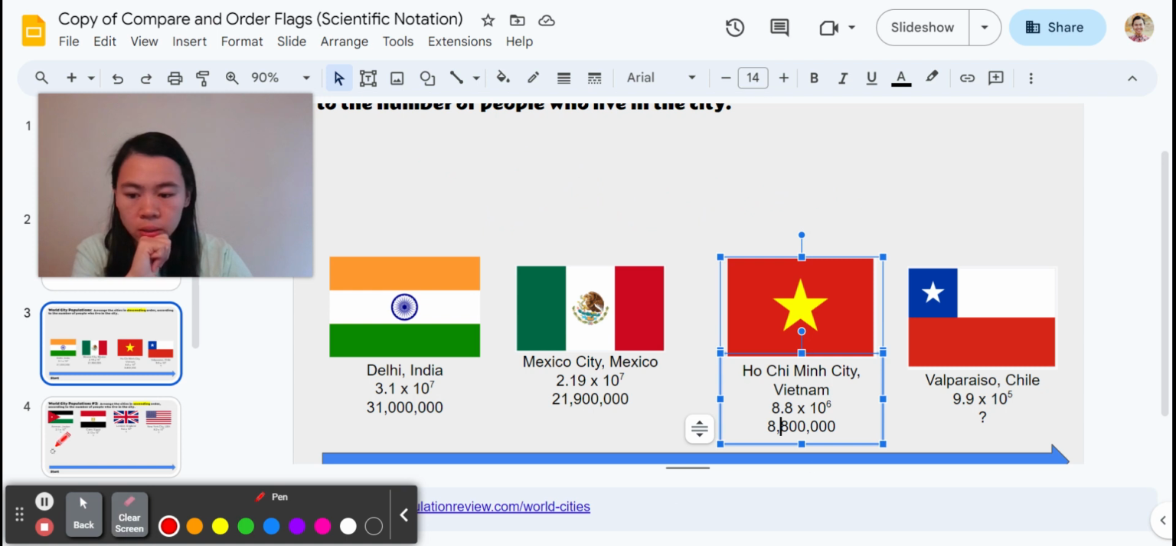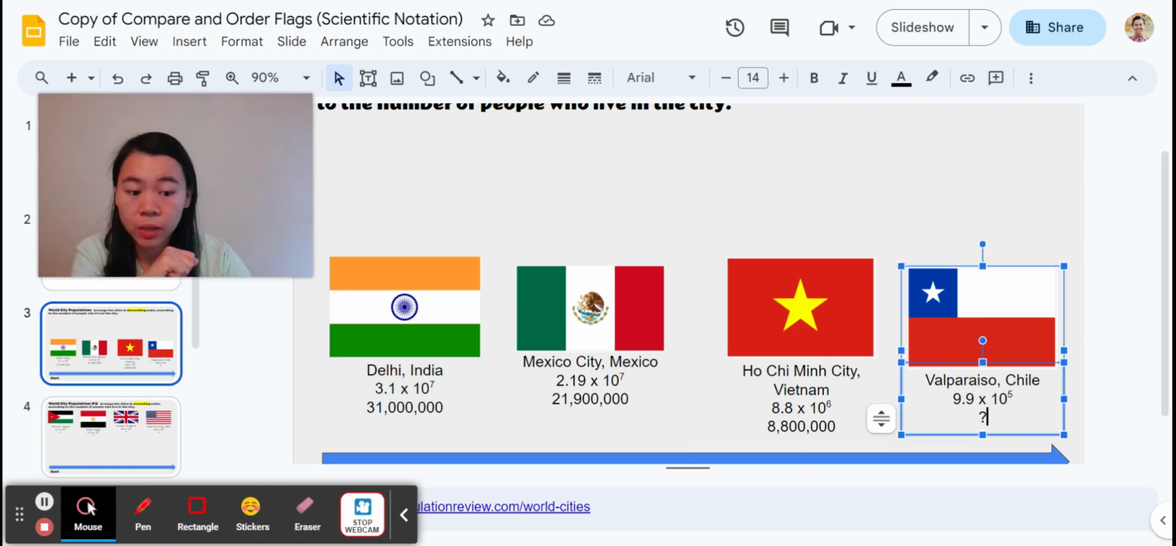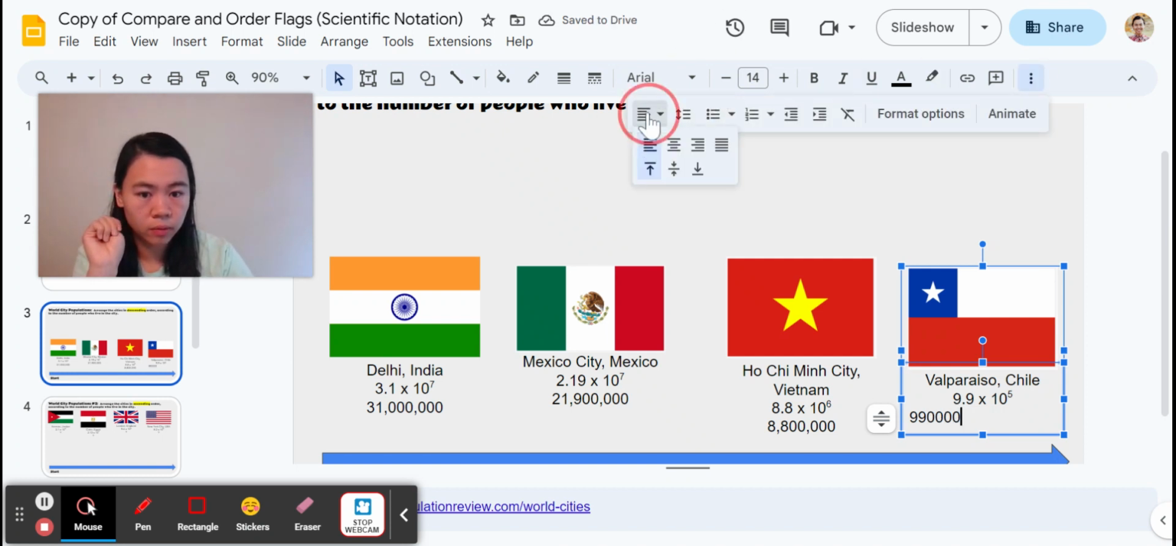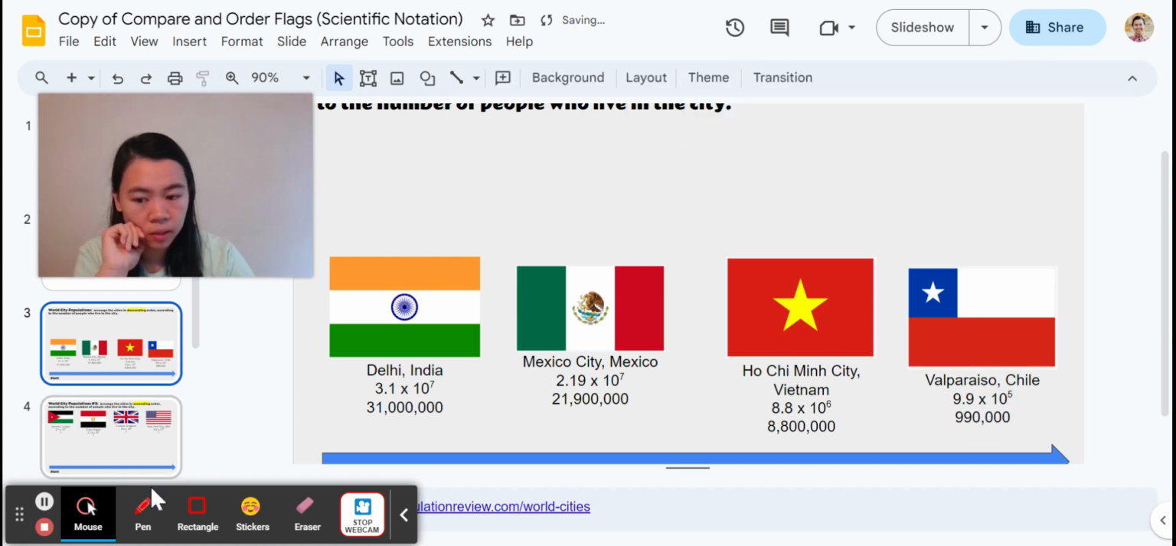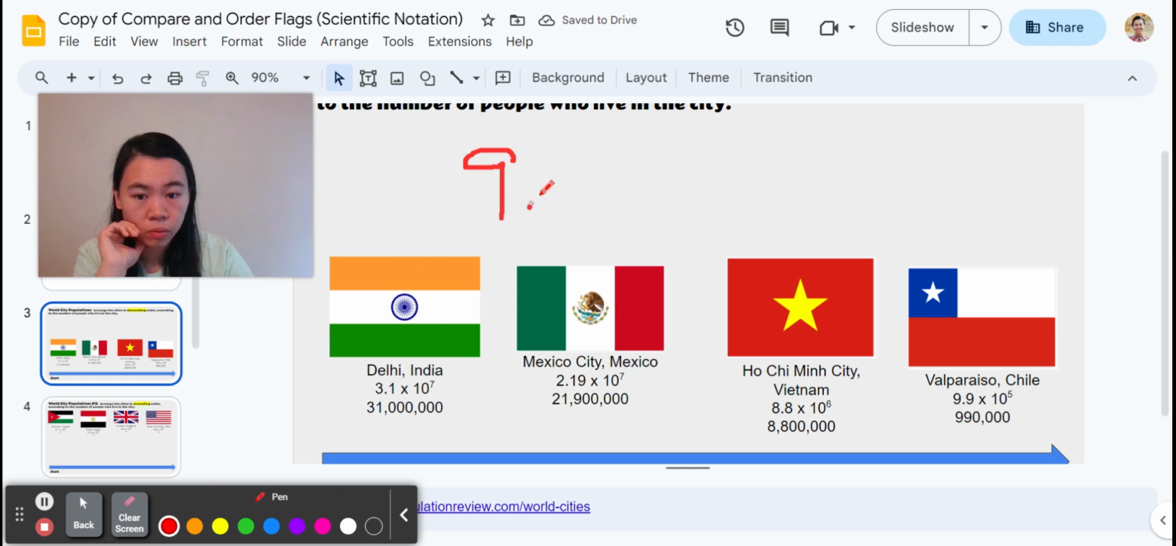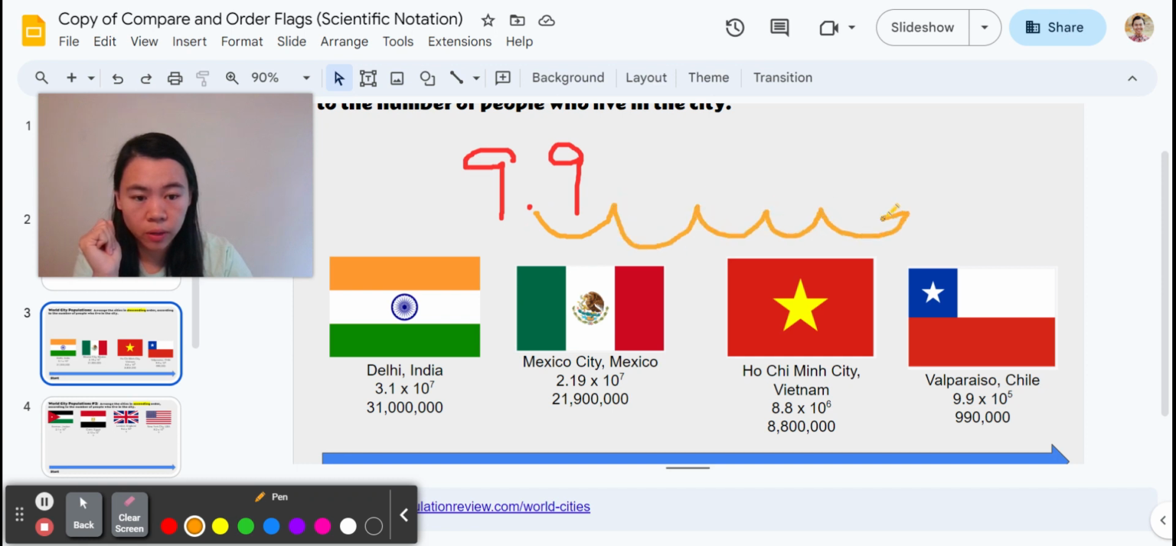Next one, Chile. 9.9 times 10 to the 5th. That means we have 5 jumps. We're moving our decimal place 5 units to the right. We got to get over this 9. So that's going to take up one of my jumps. So I only have 4 left. Means 4 zeros. Okay, go ahead and fill in your commas. And again, if you'd rather write the decimal and then do your jumps, if that helps you, 1, 2, 3, 4, 5, then go ahead and do that.